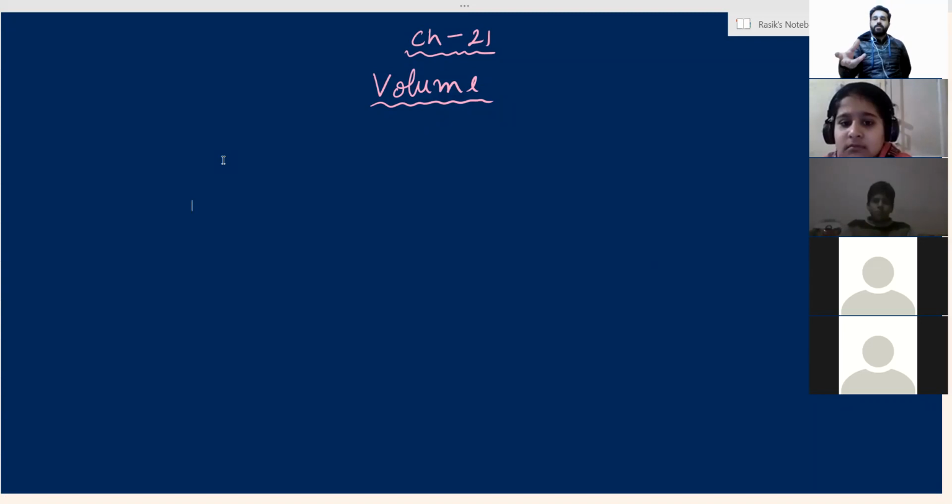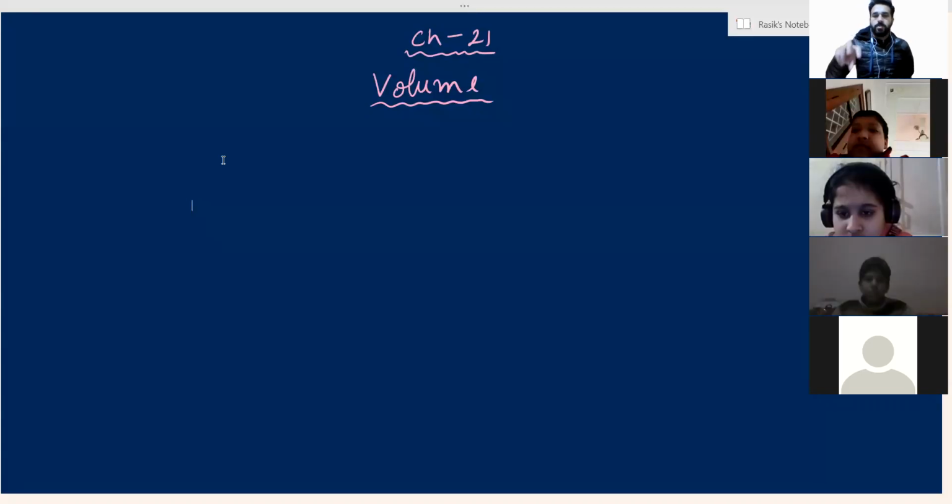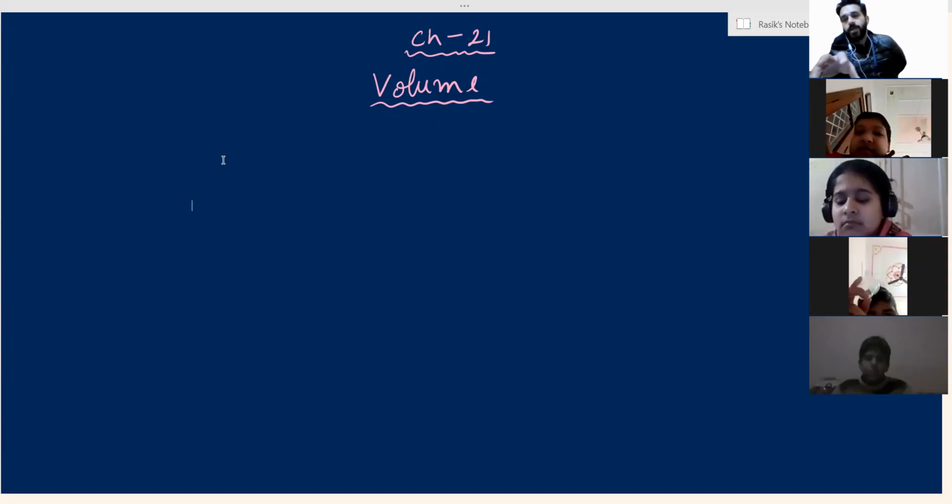Suppose the object is a kind of vessel. You all know what vessels are. Have you all seen a glass? Yes, sir. You can pour water inside a glass. So the capacity of that glass is also known as volume.